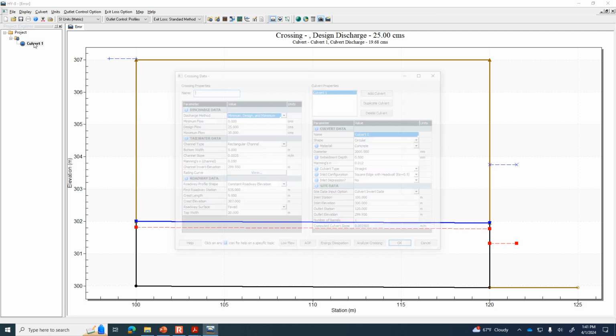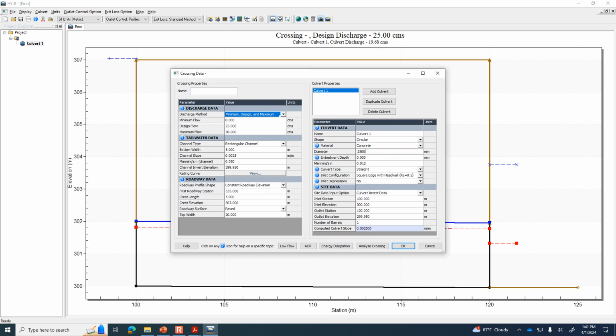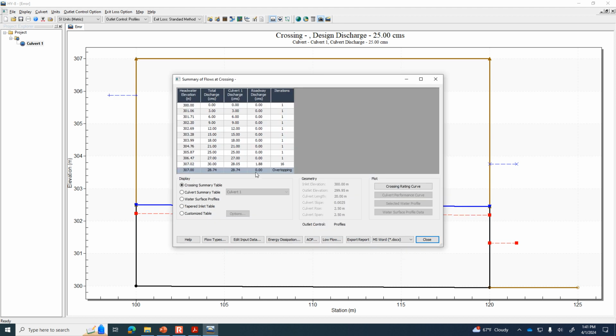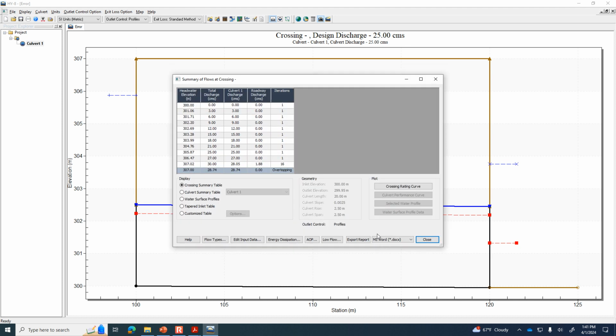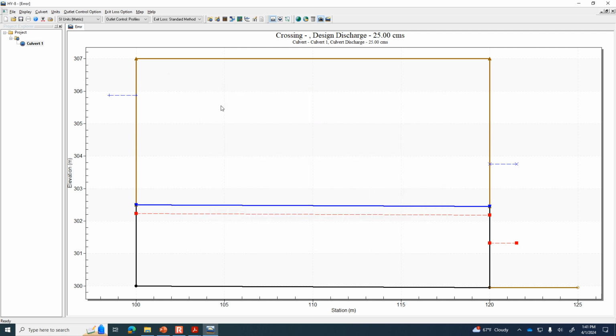So 2,000's too small. 2,500. Analyze. Okay, 25 cubic meters per second, no overtopping. So we can make it smaller. Unfortunately, there's no goal seek, at least I'm not aware of goal seek, in the same way that rather than doing the repeated manual iteration in Excel, we would tell it what our criteria is. I don't think that exists for HY8, so we just iterate. Was it too big or too small? It was too big, so we can make it a little bit smaller maybe.